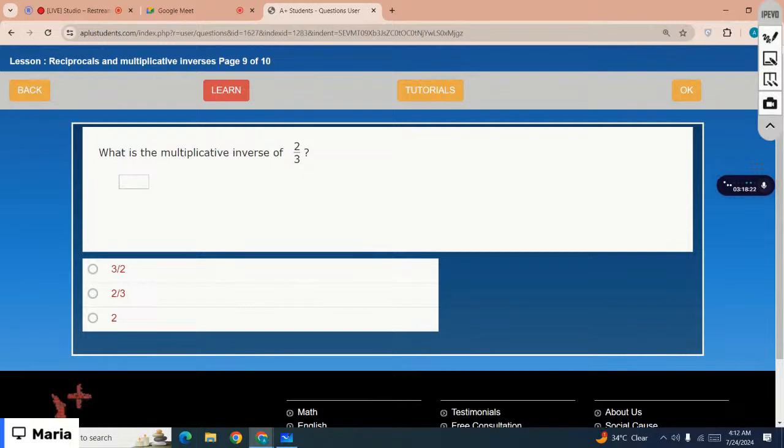What is the multiplicative inverse of 2 over 3? That is 3 over 2. Okay, you can complete the lesson by yourself later today. Let me just move on to the next lesson.